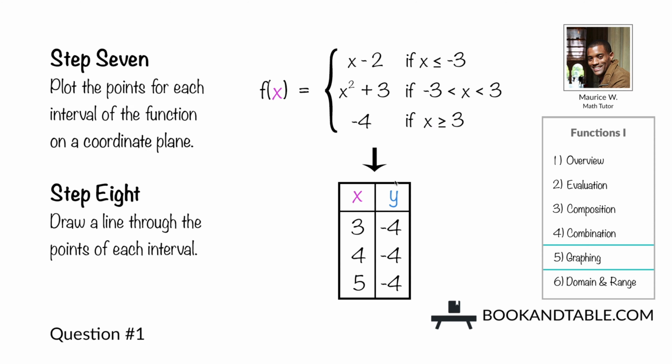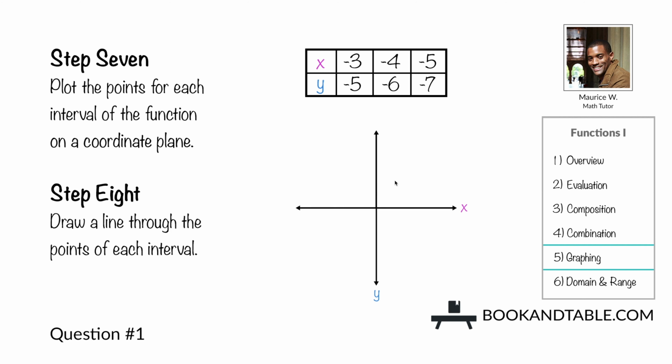And now that we have the 3 tables of values, step 7 is to plot the points for each interval of the function on a coordinate plane. So starting with the first table of values, our first point is negative 3, negative 5. Our second point is negative 4, negative 6. And our third point is negative 5, negative 7.